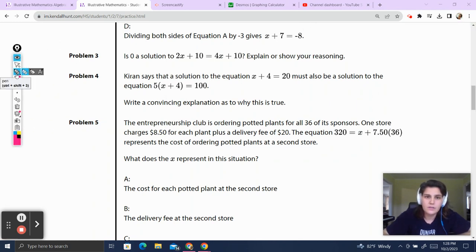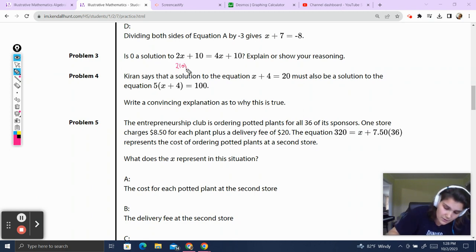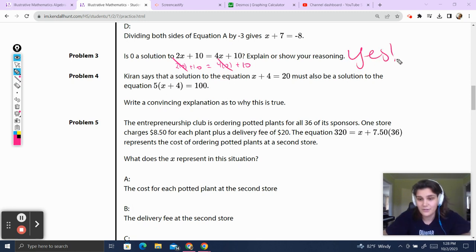Is 0 a solution to 2x plus 10 equals 4x plus 10? Explain or show your reasoning. Well, it's asking if 0 is a solution, so I'm just going to plug in 0 and see if it works, because it doesn't actually ask us to find the solution. It just said, is 0 a solution? And 2 times 0 is 0, so it's as if it's not there, and 4 times 0 is 0, so if it's not there, and 10 is equal to 10, so yes, it is a solution. And that would be my reasoning right there.